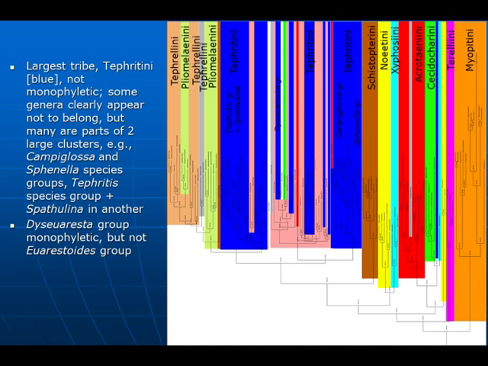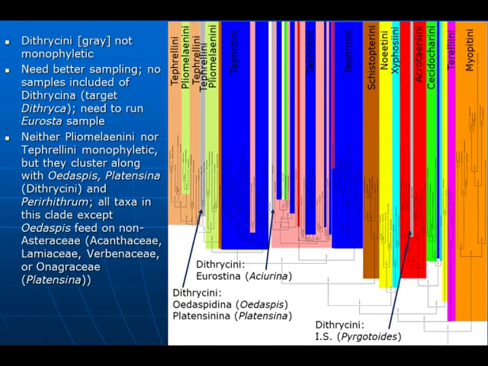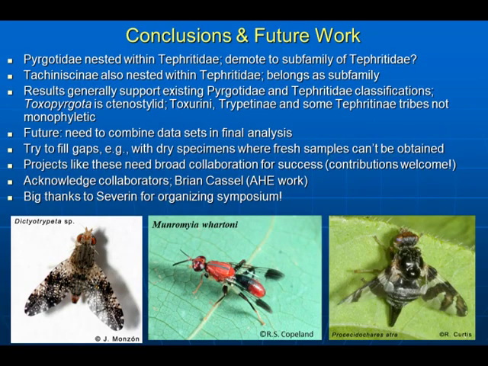Some genera clearly appear not to belong, but many of them are clustered in 2 large clades. The Dithrycini are not monophyletic. Neither are the Pleomeliinae nor Tephrellinae, but they cluster along with Idaspis, Platancina, and Perierythrum. And all the taxa in this clade, except for Idaspis, are non-Asteraceae feeders, which I think is interesting.